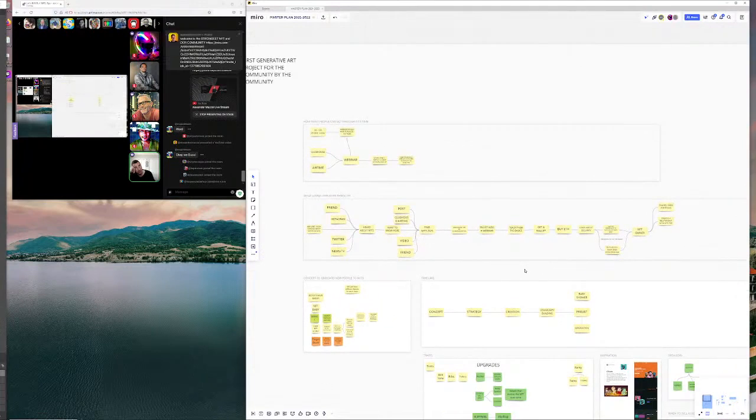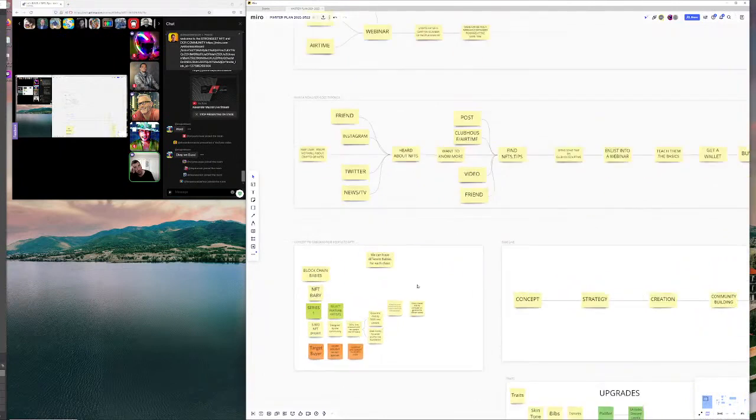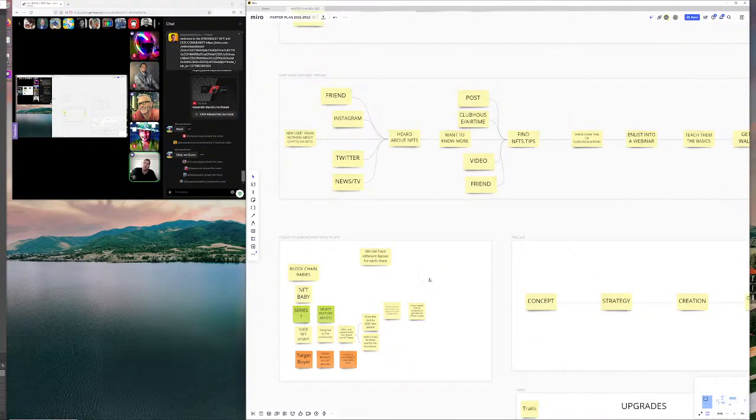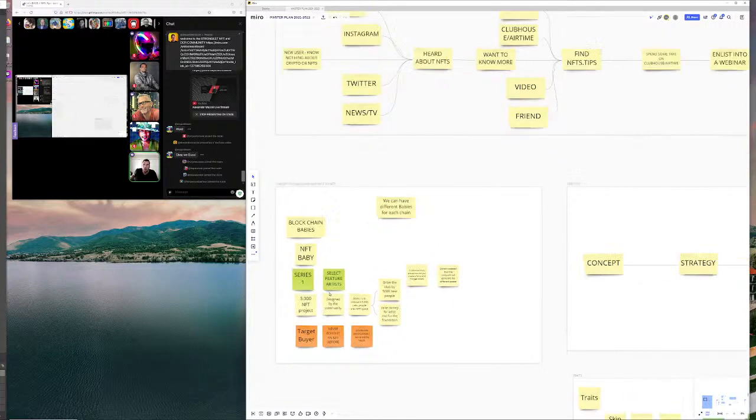We can go into more details and figure out a little bit more how each of these steps would come out. The next concept was over here with some ideas of what the blockchain babies could be or will be. Figuring out who the target demographic would be, so that's somebody who's never bought an NFT before, someone who does not have MetaMask.